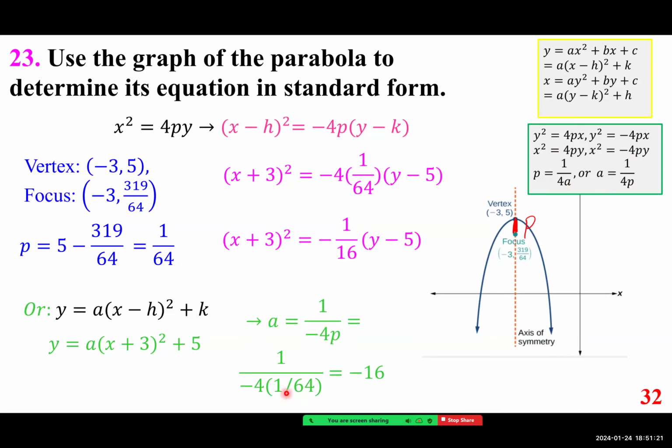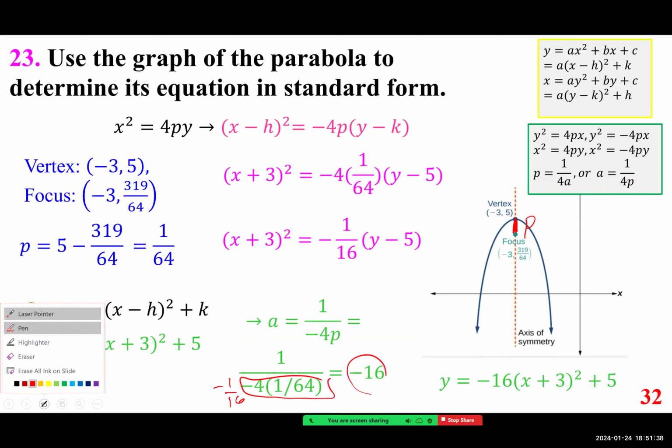And this becomes negative 1 over 16. Let me just write that for you. This whole thing is negative 1 over 16, and the answer is minus 16. So here's the equation in standard form that we have seen before in intermediate algebra. And then you can make the change if you need. So I hope you're comfortable with those.